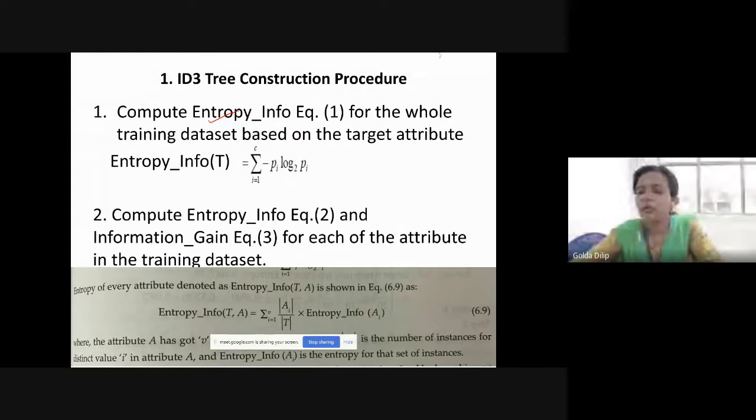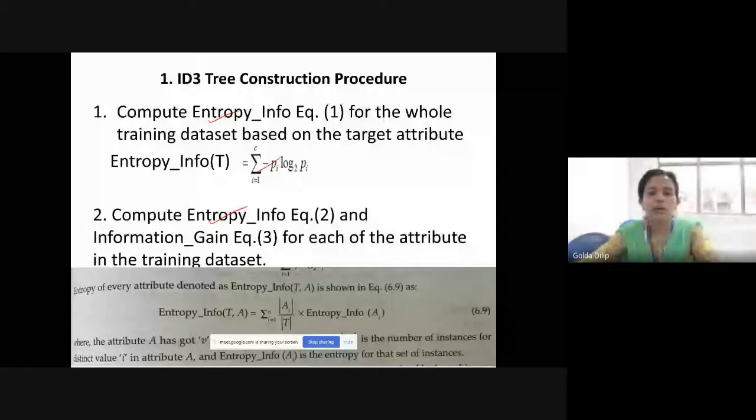So in the first step, what do you do? You compute the entropy information for the whole training data set, by using this particular equation. After that, you compute the entropy information for each of the attributes in the data set by making use of this equation. This is equation 1, this is equation 2. After that, you compute the information gain, that is, how much information is gained by branching on that particular attribute.